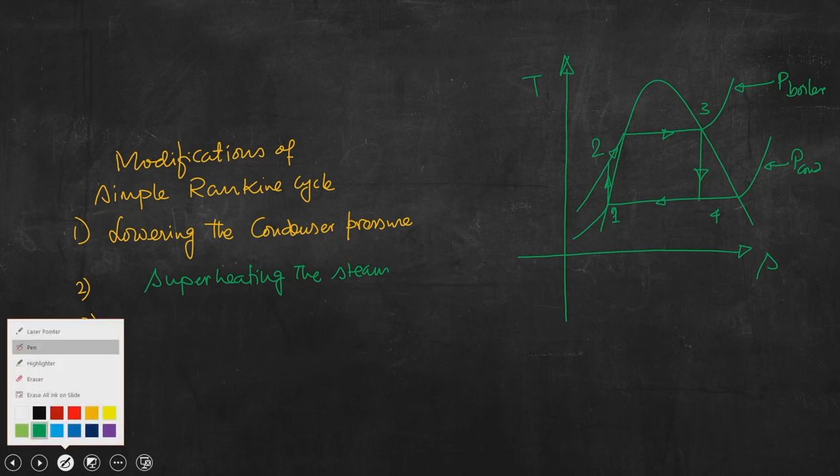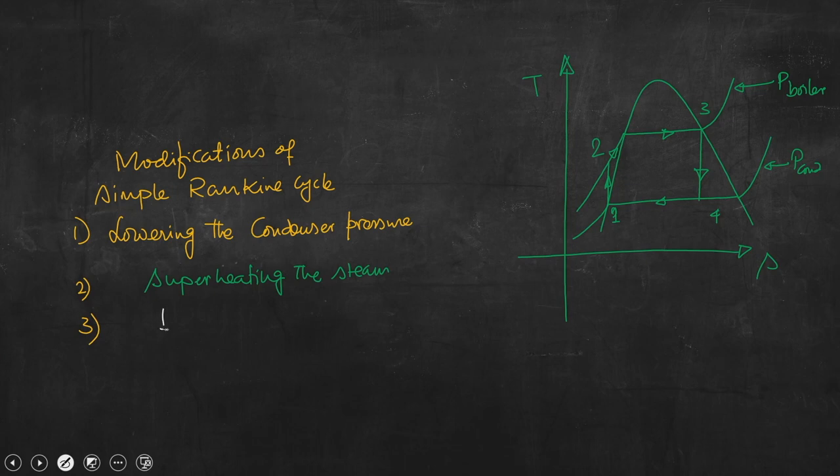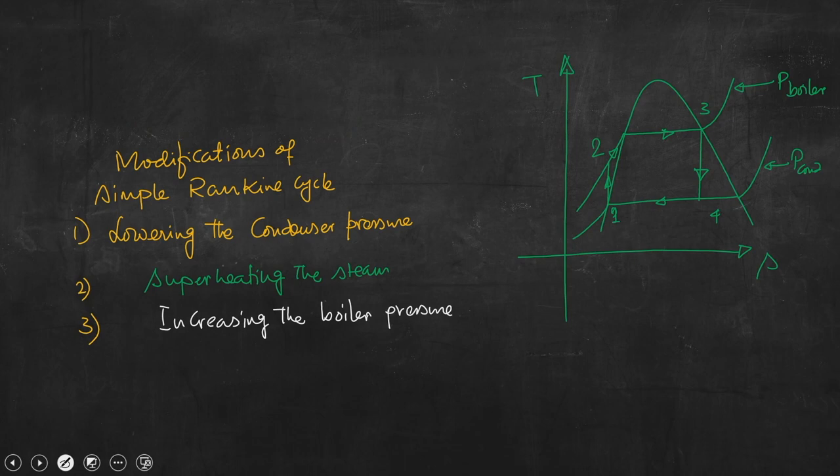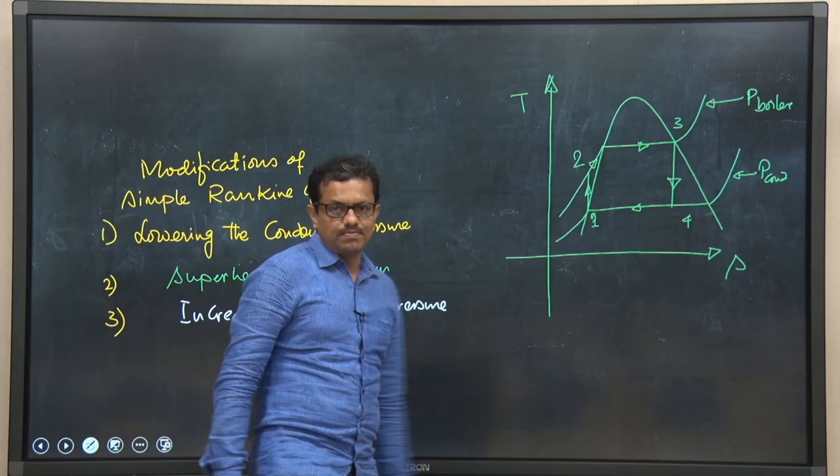And finally, another important point is increasing the boiler pressure. Today we shall discuss these two aspects one by one. Let us first look at the second one, that is superheating the steam. We shall discuss this particular aspect by drawing the processes in the TS plane.